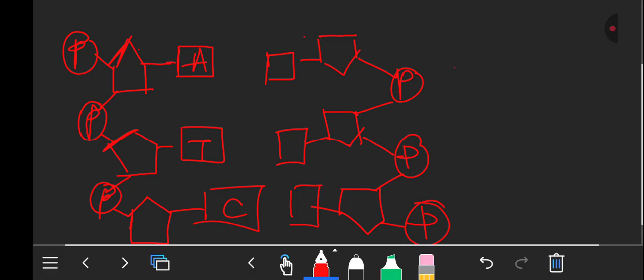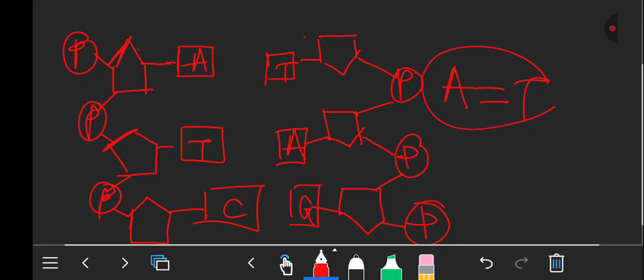So what you need to understand is that the adenine makes a bond with the thymine. So the adenine there will correspond with the thymine. Then the thymine there will correspond with the adenine. The cytosine there will correspond with the guanine. So this is what you need to understand.